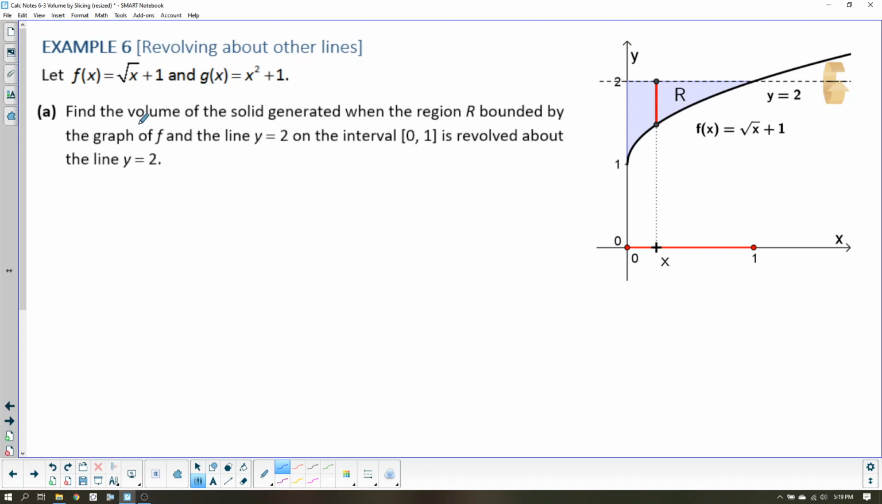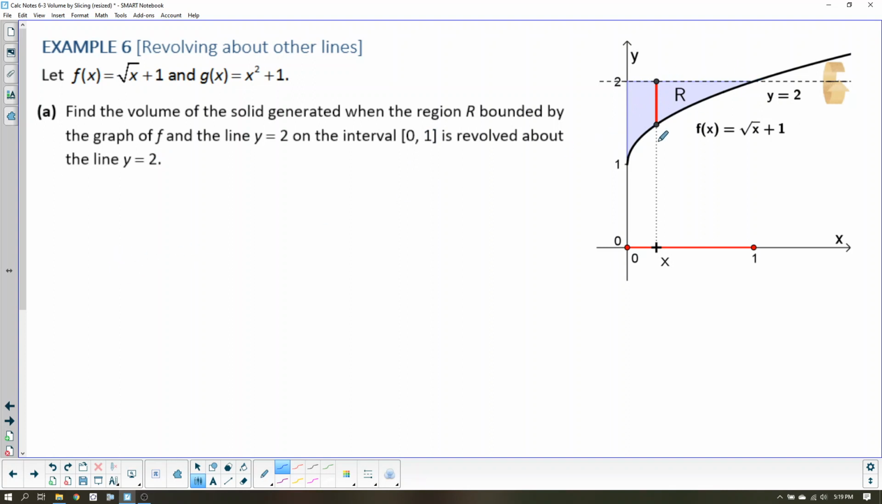Okay, so the first one, we're taking that region, which was bounded by the function f of x, and I guess we're not even using g of x on that one, just the f of x and the line y equal 2, and we're also rotating it about y equal 2. And looking at it just on the interval from 0 to 1.